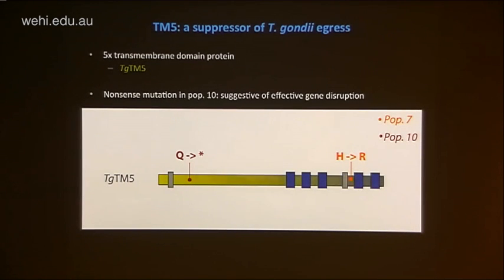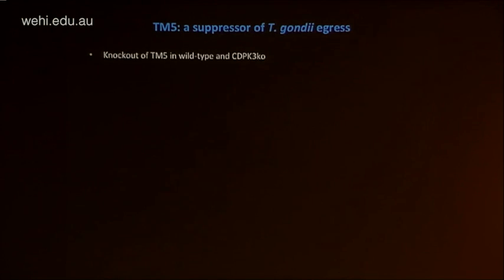When we look at the mutations that had occurred within these populations, we could see that within population 10, some parasites had introduced a stop codon right near the N terminus, suggesting that within these populations, mutation of TM5 was effectively destroying its activity. So we tried to just do a simple knockout of TM5 in wild type and CDPK3 knockout backgrounds.